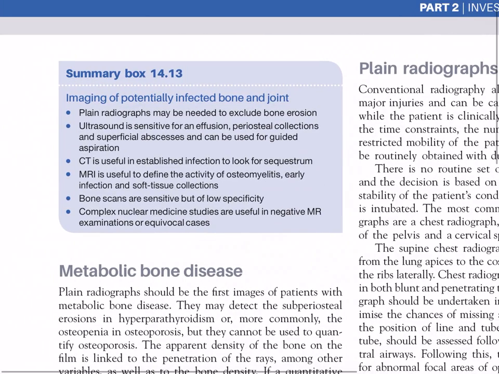Summary 14.13, imaging of potentially infected bone and joint. Plain radiographs may be needed to exclude bone erosion. Ultrasound is sensitive for an effusion, periosteal collections and superficial abscesses, and can be used for guided aspiration. CT is useful in established infection to look for sequestrum. MRI is useful to define the activity of osteomyelitis, early infection and soft tissue collections. Bone scans are sensitive but of low specificity. Complex nuclear medicine studies are useful in negative MR examinations or equivocal cases.